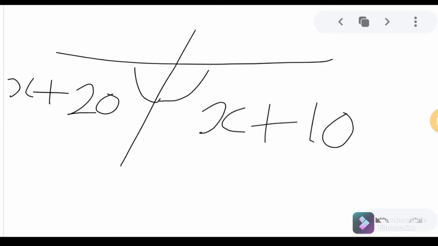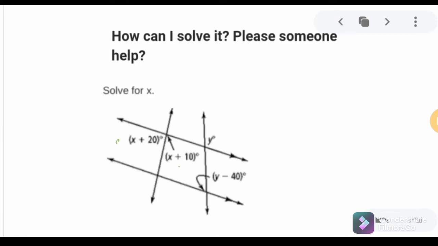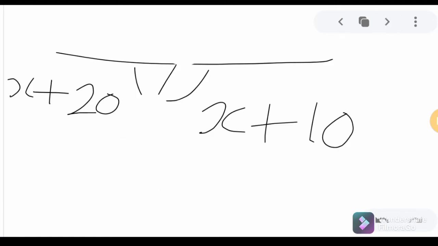Now, we want to find out what x is by looking at this question. What type of angle is formed between these two sides, these two intersections? Let me just show you something. If I clean this off, you actually see that this is an angle on a straight line. So we know that the angle formed by x plus 20 and x plus 10 is an angle on a straight line. And an angle on a straight line is 180 degrees.